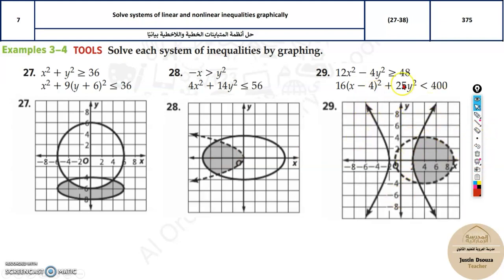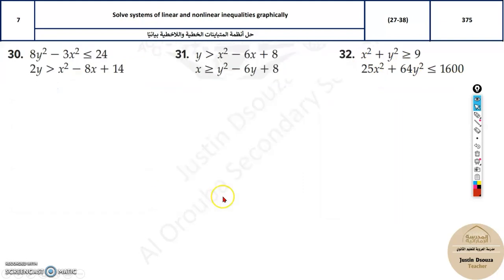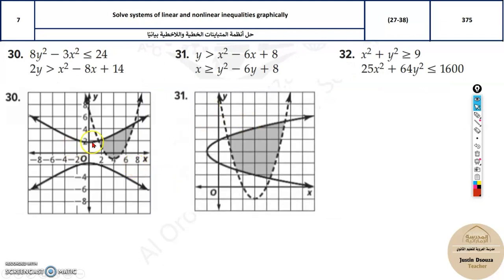This one is a hyperbola. You can see it's minus. So when you simplify it, it'll be a hyperbola. This is an ellipse, just like what we have done just now. You can solve it. And look over here now. Y is greater than x squared. So in this particular region, it's inside because it's greater. And x is greater.